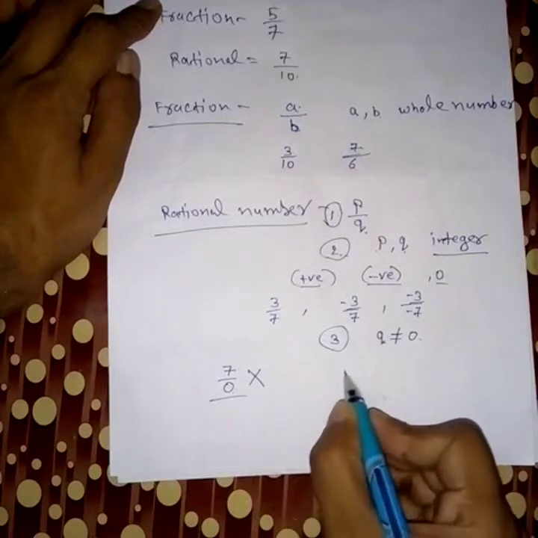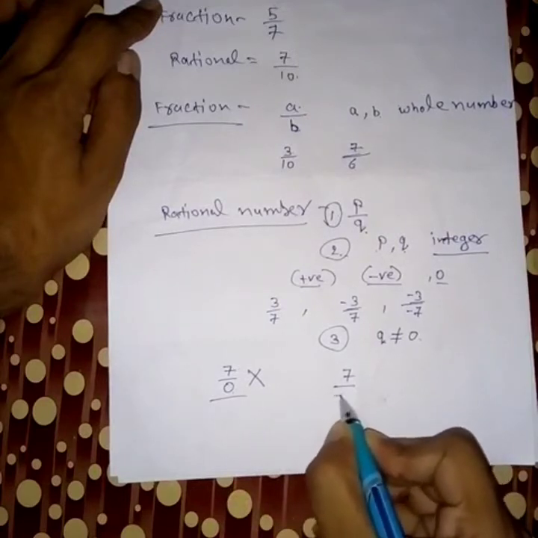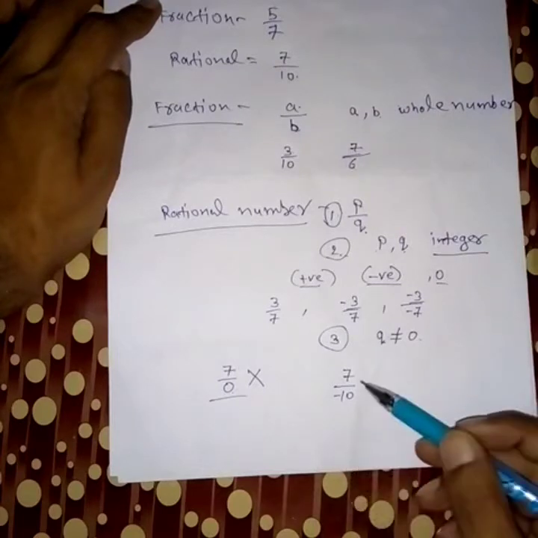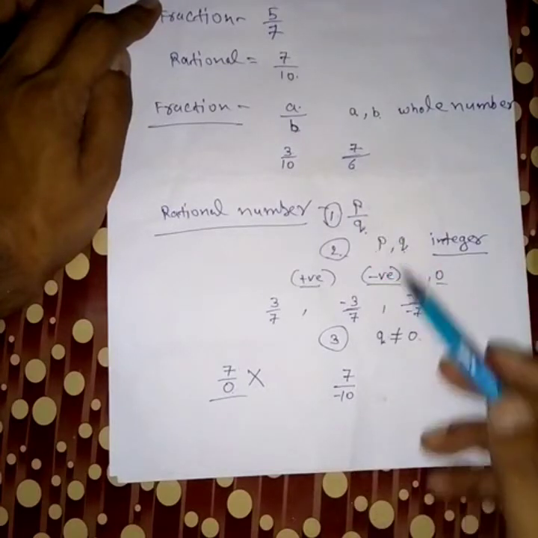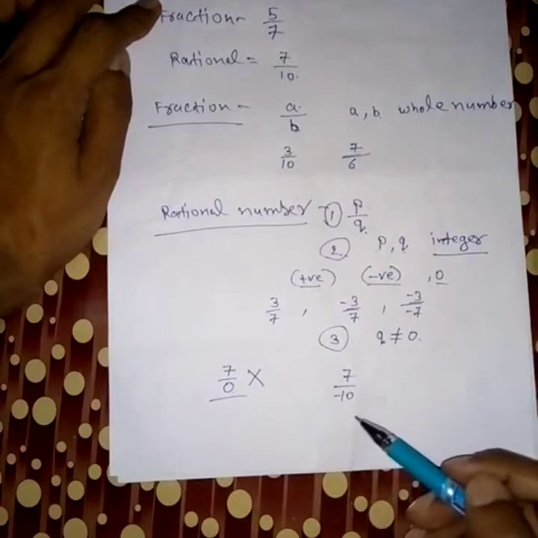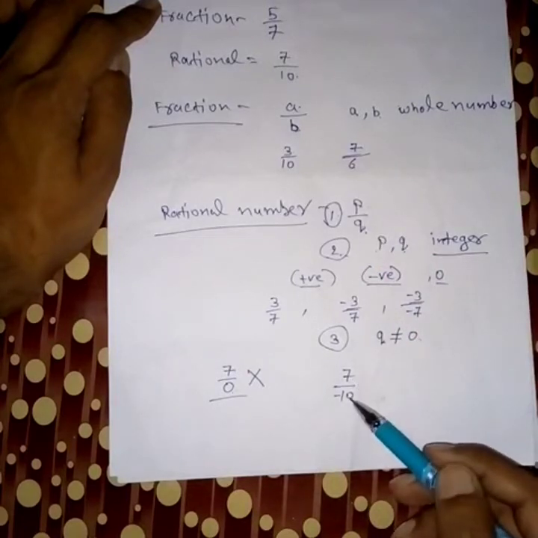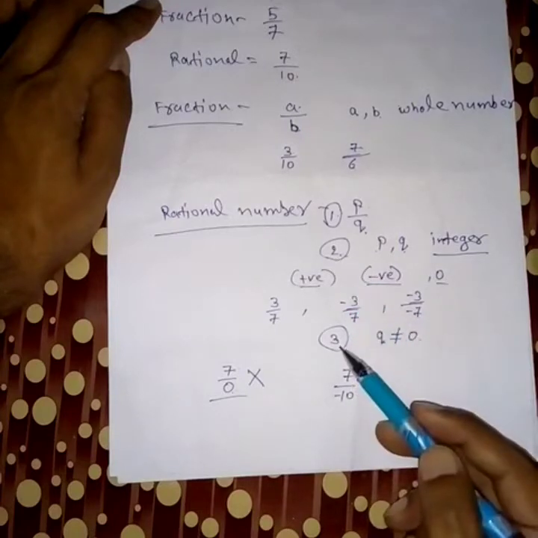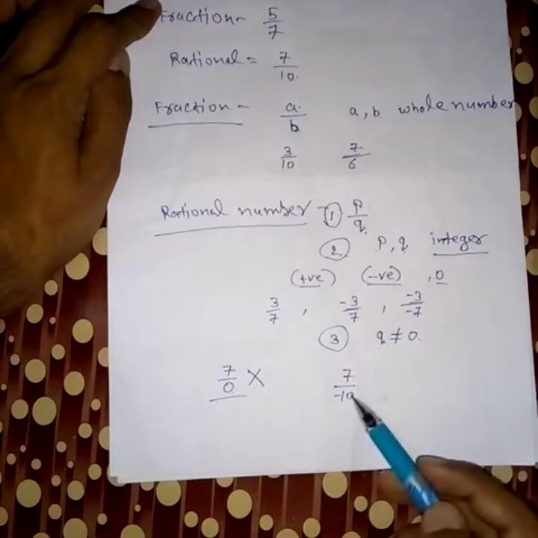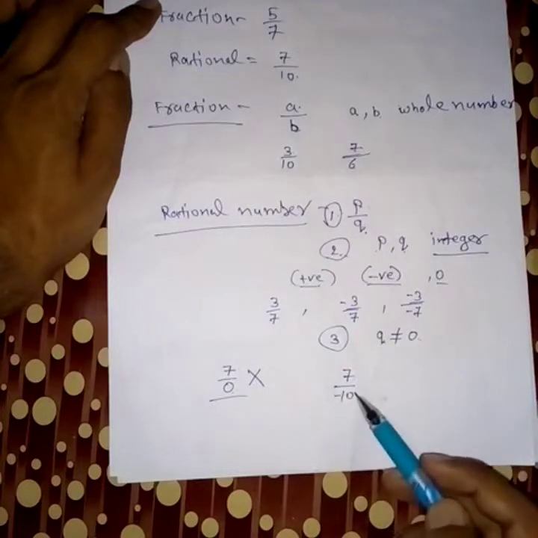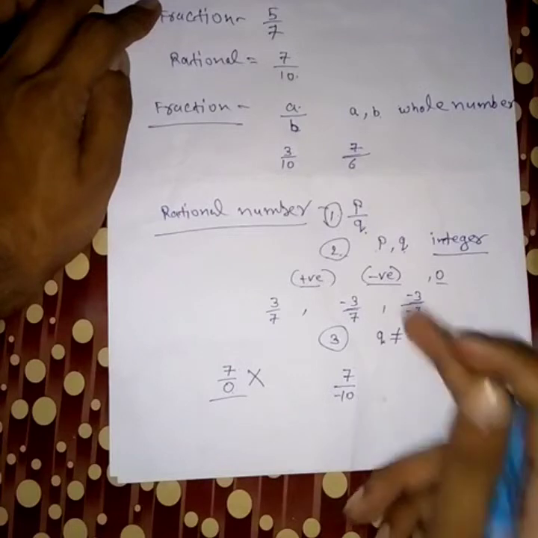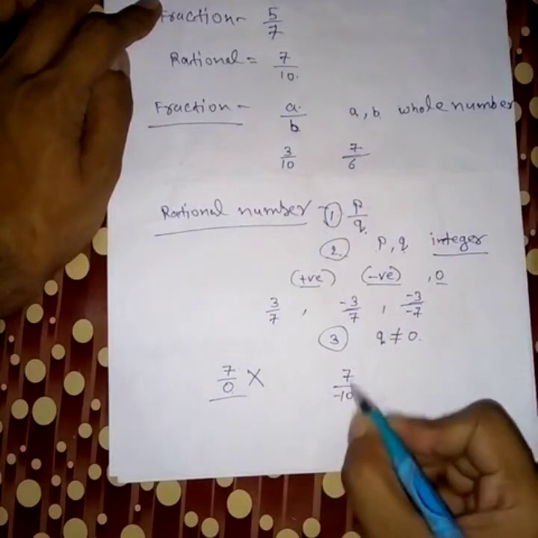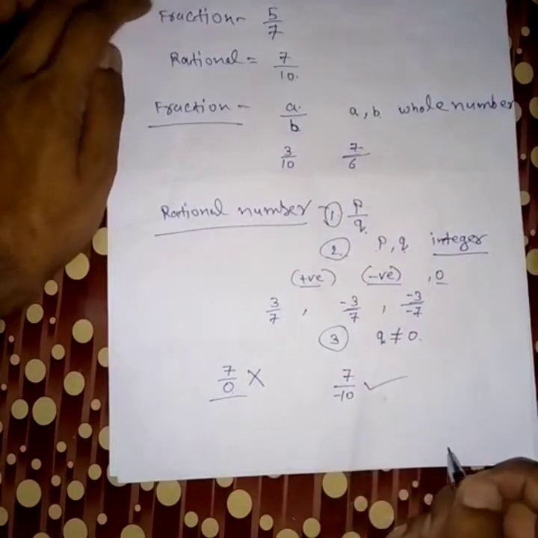Let's take another example. 7 upon minus 10. Is it a rational number? Let's check it. It is in the form of P by Q. Yes, it is in P by Q form. P is an integer, Q is an integer. Yes, the second property also follows. The third property is Q should not be equal to 0. Here Q is not equal to 0. Yes, Q is minus 10. So all three properties follow in this number. So yes, 7 by minus 10 is a rational number.